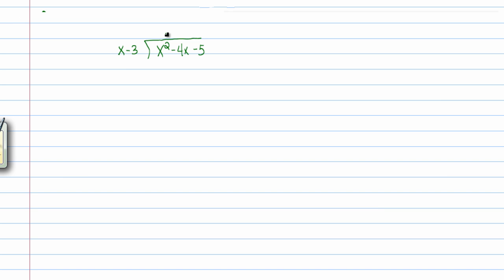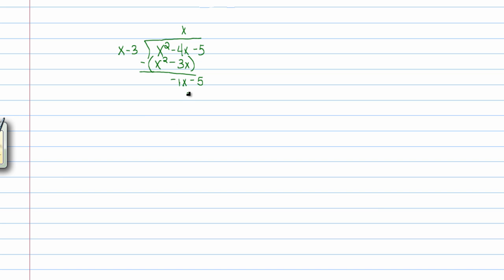How many times does x go in x squared? Well, x times. Let's check that. x times x, sure, that's x squared. x times a -3, sure, that's a -3x. This whole group gets subtracted. You have an x squared minus an x squared. Those cancel by design. You have a -4x minus a negative, or in other words, plus 3x, is a negative 1x, and I'll bring down that minus 5.